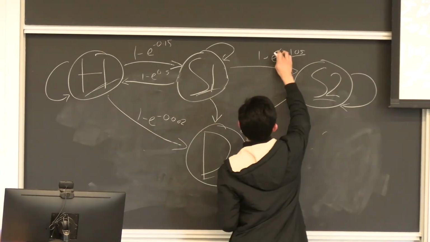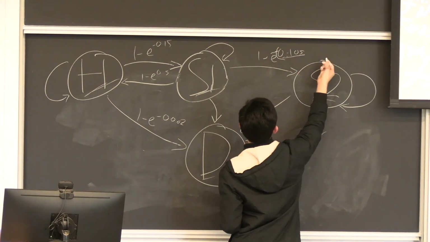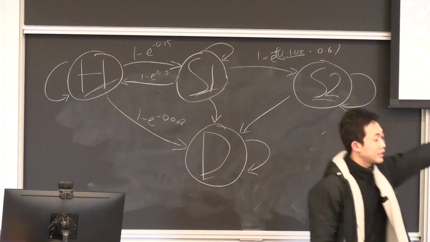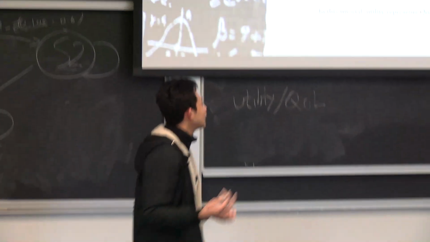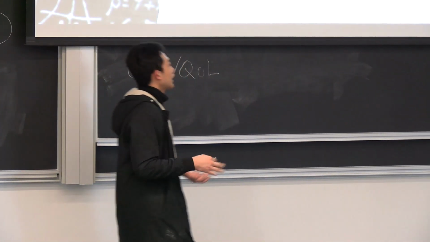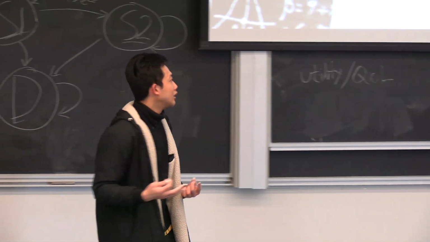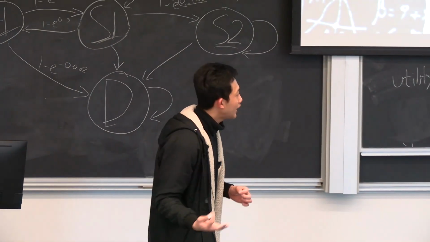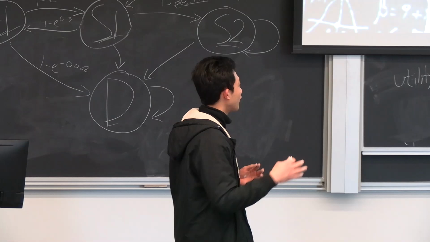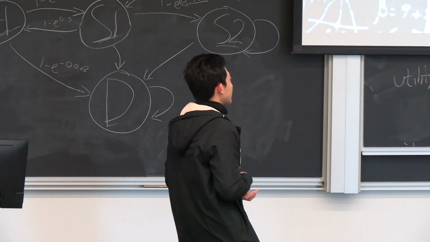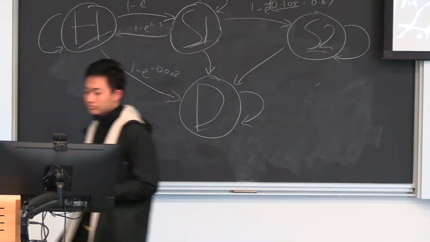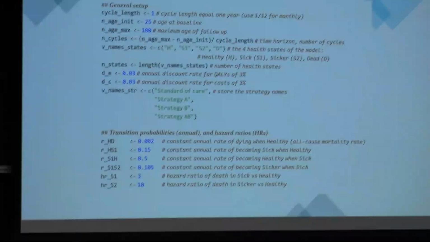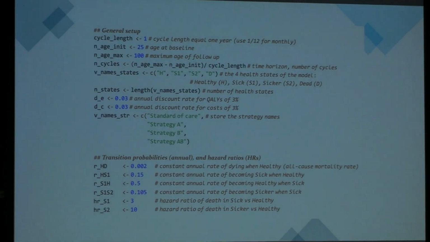So it's just 0.105 times 0.6 if you have treatment B, and it will cost you $13,000. And the strategy AB, which is a combination of both, so you increase the quality of life and also reduce the rate of becoming sicker. And now we will just define those values in R.